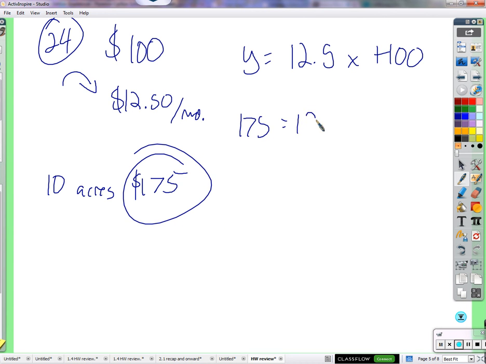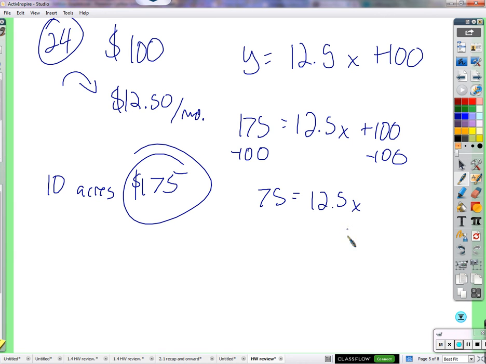175 equals 12.5x plus 100. So what do you reckon we do now? Subtract 100 from each side. Solving for x, didn't even bother telling me that obvious thing. 75 equals 12.5x. Kids? Divide by 12.5. You got it. Divide by 12.5. We are killing it. x equals whatever that is.